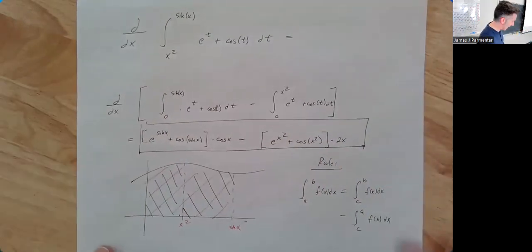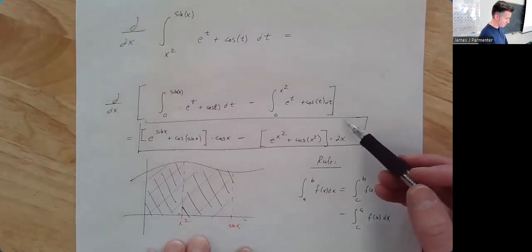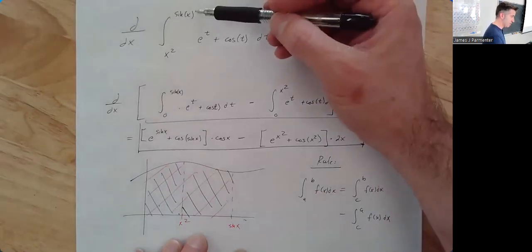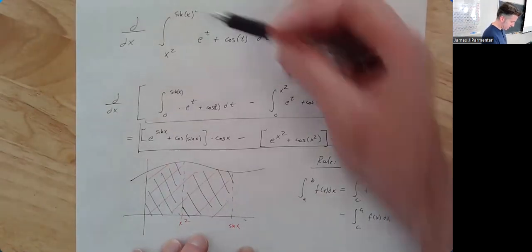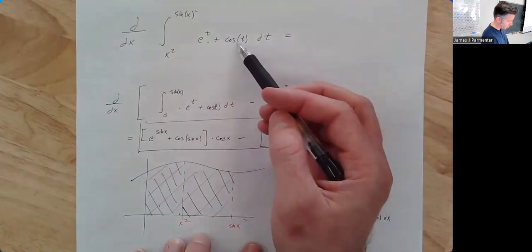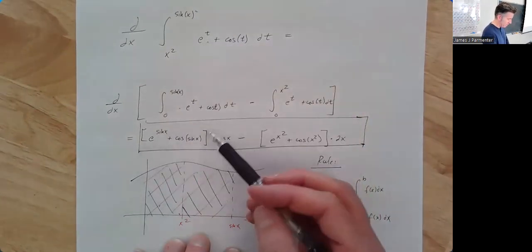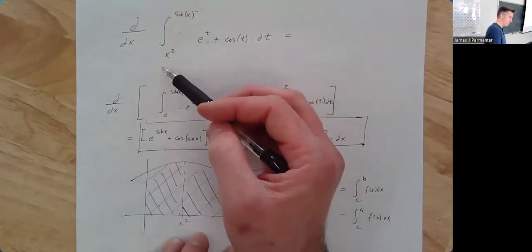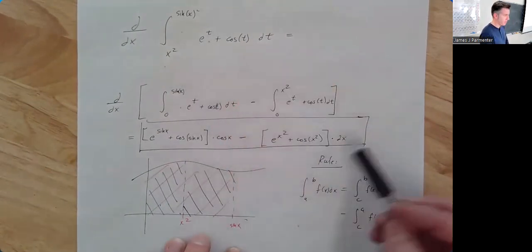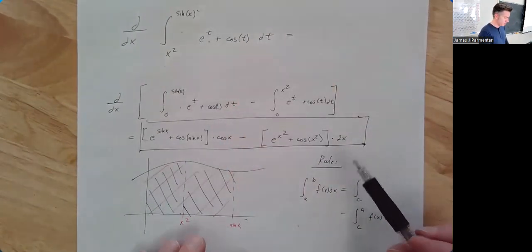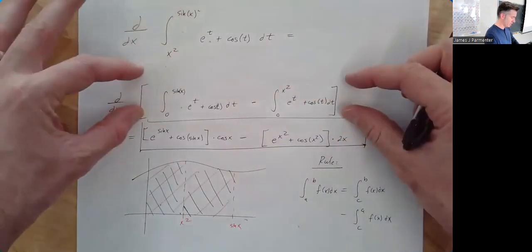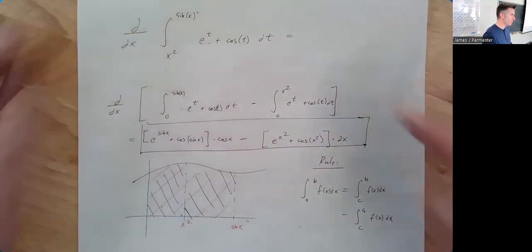Now, in reality, I wouldn't write this step. I would just plug in sine of x and do the thing for sine. So plug in sine, get e to the sine plus cosine of sine, all times the derivative of sine, which is exactly that. And then minus, and then do the same thing for the bottom part. Plug in x squared, multiply by the derivative of x squared, which is 2x. So you don't need to break this up if you can just see it's the top thing minus the bottom thing.